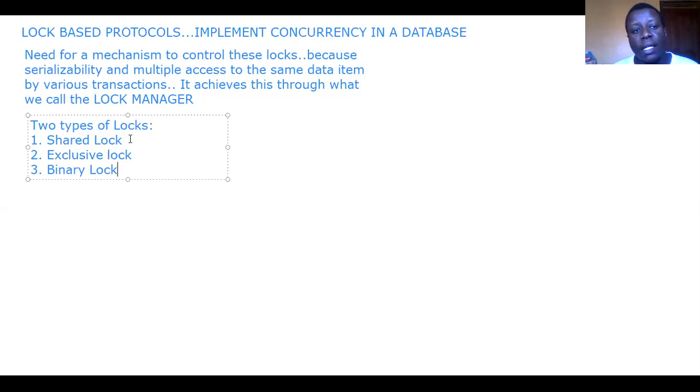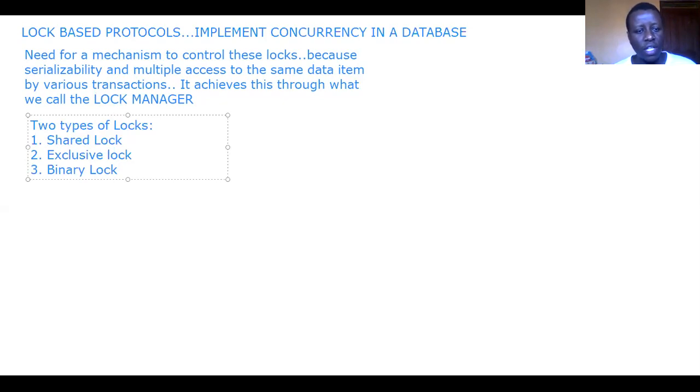Now, the funny thing is that in some books, you can find that shared and exclusive are considered as one type of lock, and then we have the binary lock. But in these cases, the most important thing to remember is that we have those types of lock: shared, exclusive, and binary lock.